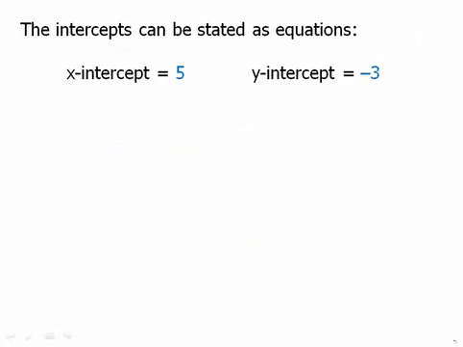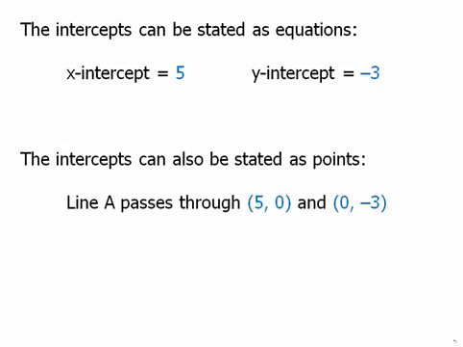The intercepts can be stated as equations. So we could say x-intercept equals 5 and y-intercept equals -3 for some line. We could also state those in a very different way. We could state them as points. So we could say line A passes through (5, 0) and (0, -3). And notice we're giving intercepts there because any point on the line that has a y-coordinate of 0 has to be on the x-axis. It has to be the x-intercept. Similarly, any point that has an x-coordinate of 0 has to be on the y-axis, so it has to be a y-intercept.